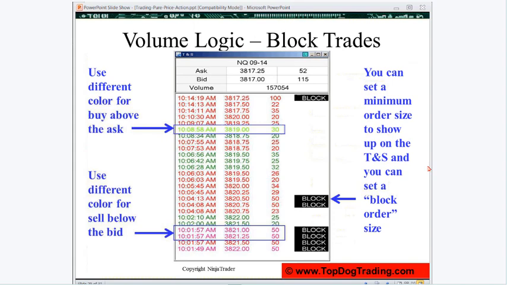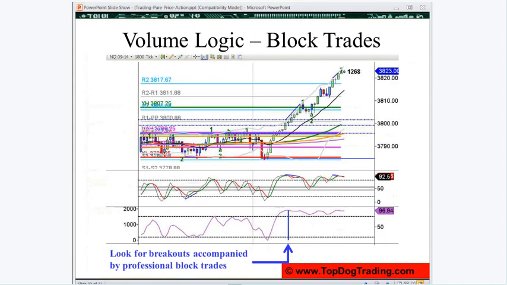Let's see. I think we got one more. Oh yeah, here we go. Okay. So this is it. So now I'm going to show you an example of where using the block trade indicator can help you on the chart. Again, you don't need this. You can just glance over at your time and sales window, but if your charting platform allows you to do this, I just think it brings more clarity. I'm a big stickler for clarity.